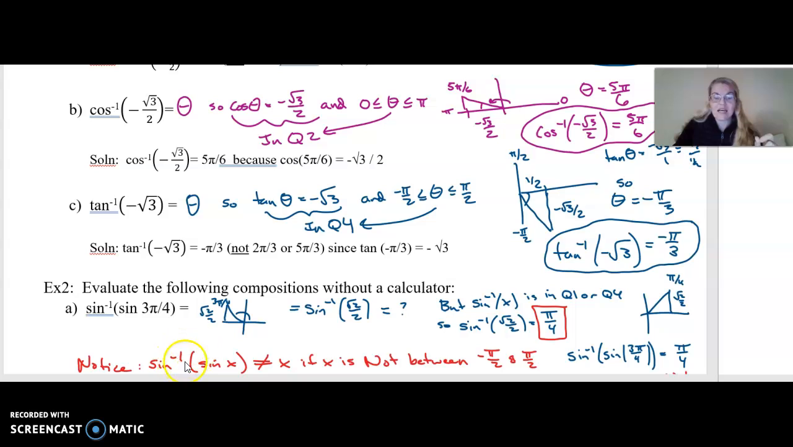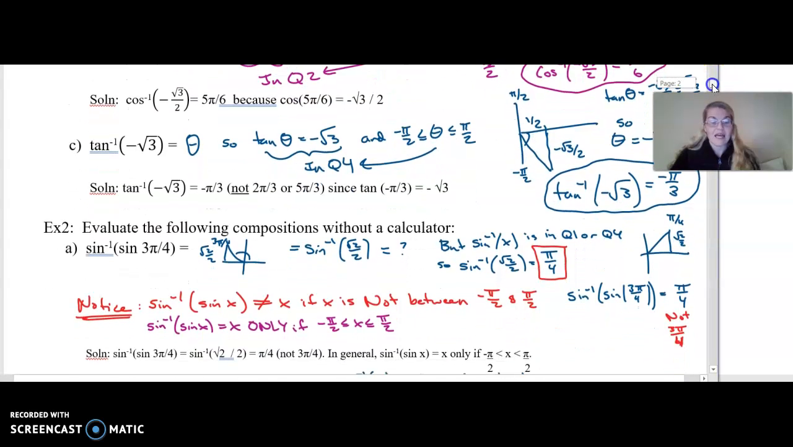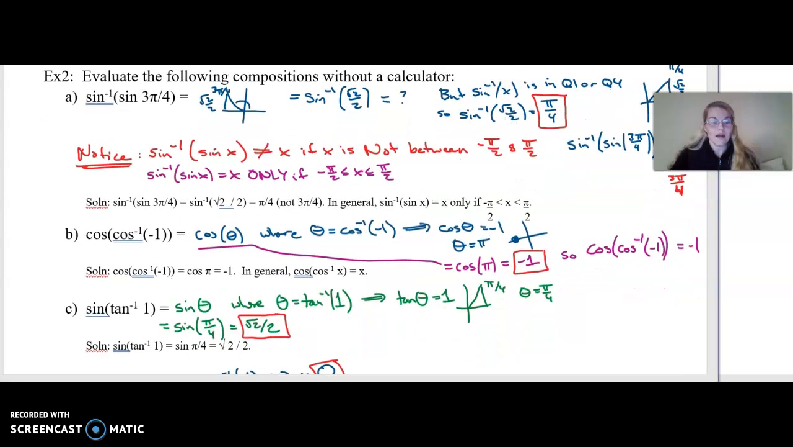So this is an important fact. Sine inverse of sine of x does not always equal x. And in fact, it will not equal x if x is not strictly between negative pi over 2 and positive pi over 2. In this case, sine inverse of sine of 3 pi over 4 is pi over 4. It's not 3 pi over 4. However, if you do have x between negative pi over 2 and pi over 2, then yes, sine inverse of sine of x will equal x when it's in quad 1 or quad 4.